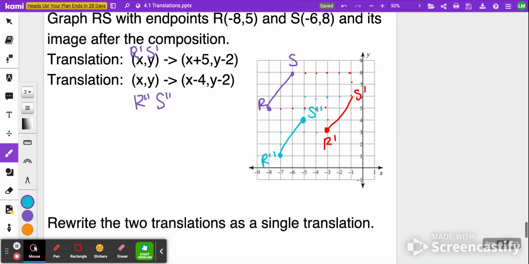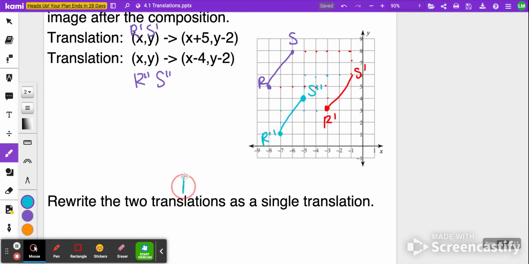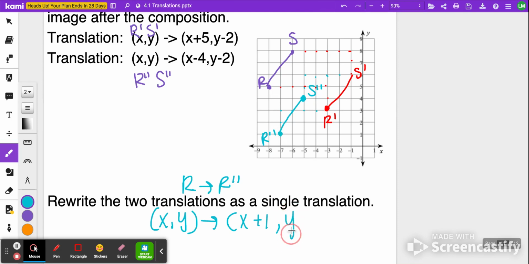Rewrite the two translations as a single translation. That just means how can I go from R to R double prime? That looks like I'm going to go to the right one. Well, let's start here. (x, y) will be changed to (x + 1, y...) and as I went right one, I go down 1, 2, 3, 4. So that would be y minus 4. That's one way you can visually see it.